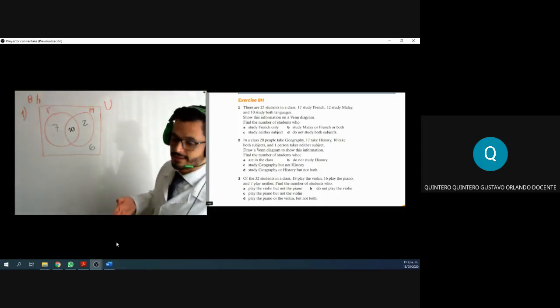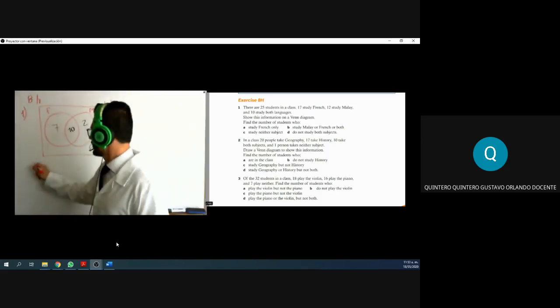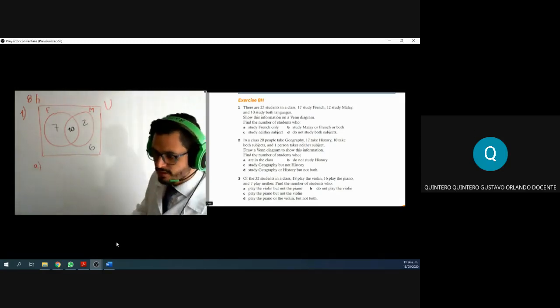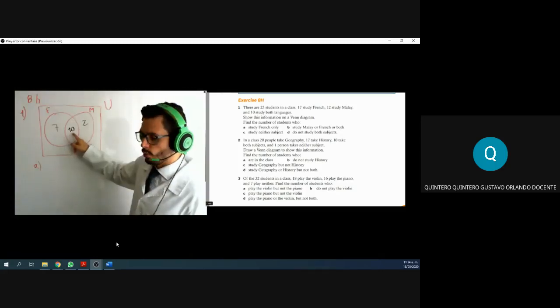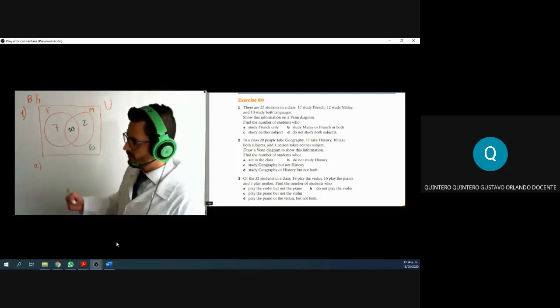Now, that would be the first step. Show this information in a Venn diagram, and I am showing that right now. Now, let's begin with the questions. Go with the first one. A. Find the number of students who study French only. All right. Study French only means the circle of French, but do not count the ones who study both. So do not count these 10. That means only 7 people study French only.